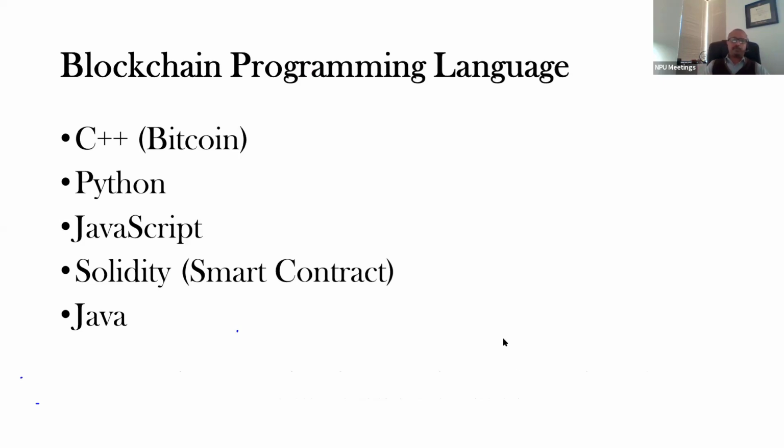C++ was used to build Bitcoin. Python is famous as one of the programming languages used for the blockchain. And JavaScript is my favorite when it comes to building blockchain, because you can interface it with the web and you have compatibility with all the browsers. Then there's Solidity for smart contracts, and Java.